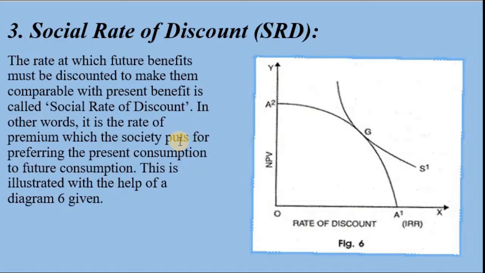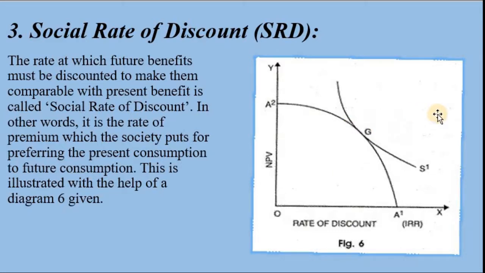Here we'll discuss that one. The rate at which future generations must be discounted to make them comparable with the present benefit is called the social discount rate. In simple terms, it is the rate of premium which society puts on preferring present consumption to future consumption. And this can be explained with the help of a diagram.